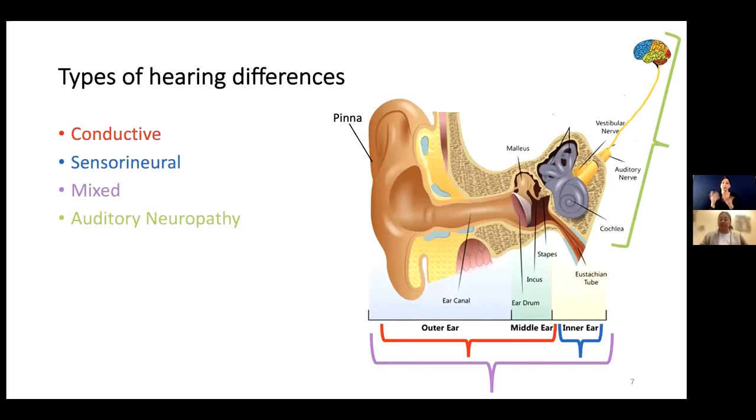The sensory neural part of a mixed hearing difference is permanent, but the conductive component, such as the middle ear fluid, can be temporary. So if your child is given antibiotics, or once the middle ear fluid clears, then that conductive component, that blockage, will go away. We also briefly touched on auditory neuropathy, which is a difference that's in either the inner ear, the auditory nerve, or in the brainstem. And this is a permanent hearing difference.